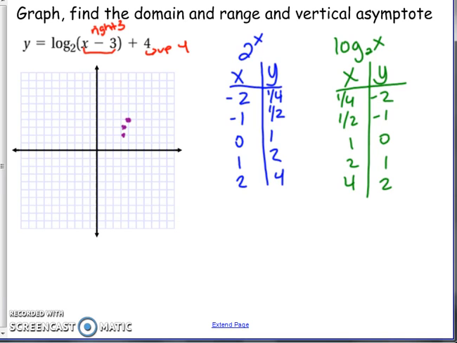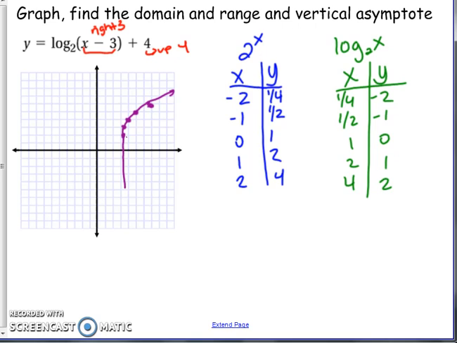I have (2, 1). So I'm going to have my original point, which is here. And I'm going to move that 3 to the right, 1, 2, 3, and then up 4, 1, 2, 3, 4. So we're here. And then lastly, we have (4, 2). So this green is (4, 2). But I'm going to move that 3 to the right, 1, 2, 3, and up 4, 1, 2, 3, 4. So that becomes here. I'm going to get rid of that green. So now this is our graph.